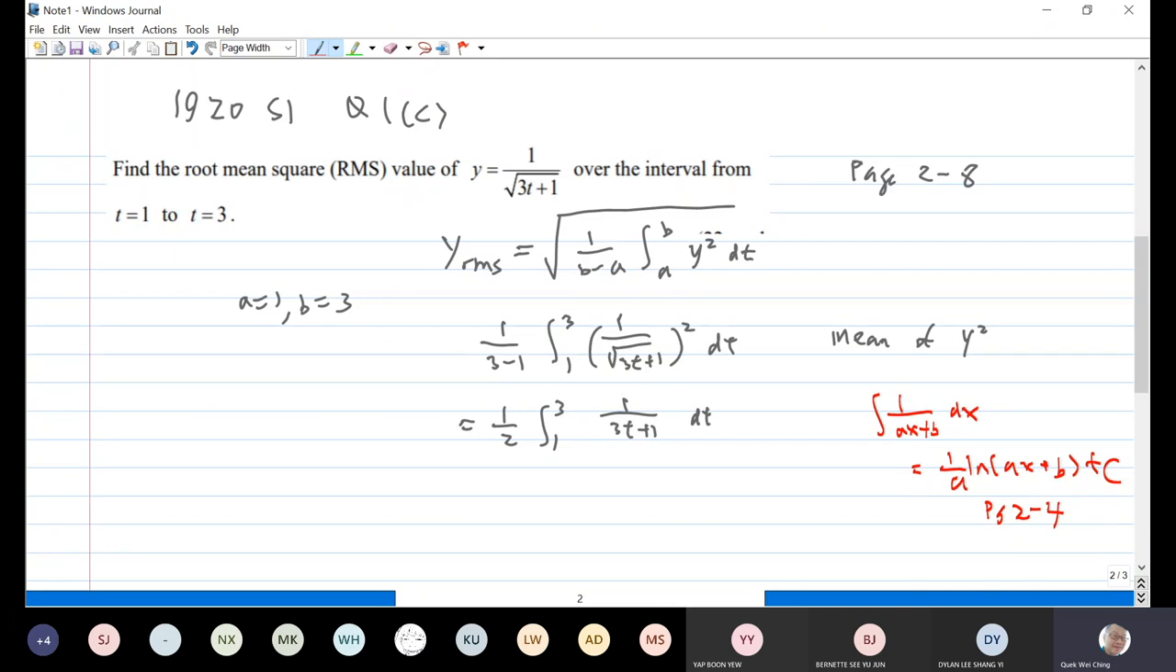Phase 2-4, then you have to know why. This is a common mistake, people forget to divide by 3. So this is equal to 1 over 2, then 1 over 3, ln 3t plus 1, then t from 1 to 3. Don't forget this a here, this a here.